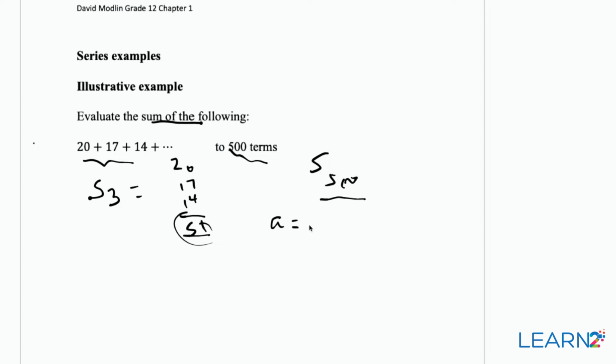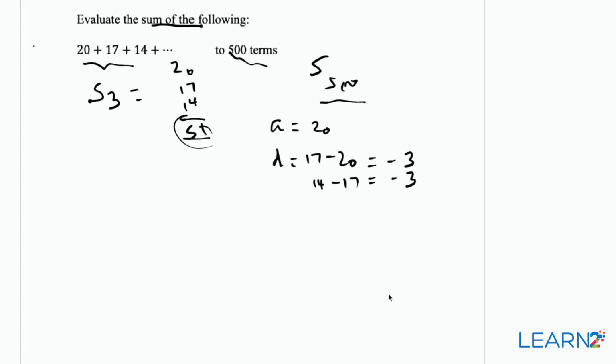We know the first term, a, is 20. What is your difference, your d? Your d will be 17 minus 20, which is minus 3. We can double check that by taking 14 minus 17, which also gets you minus 3. Now we've got to learn a new formula, and that's called the sum to n terms of an arithmetic sequence.